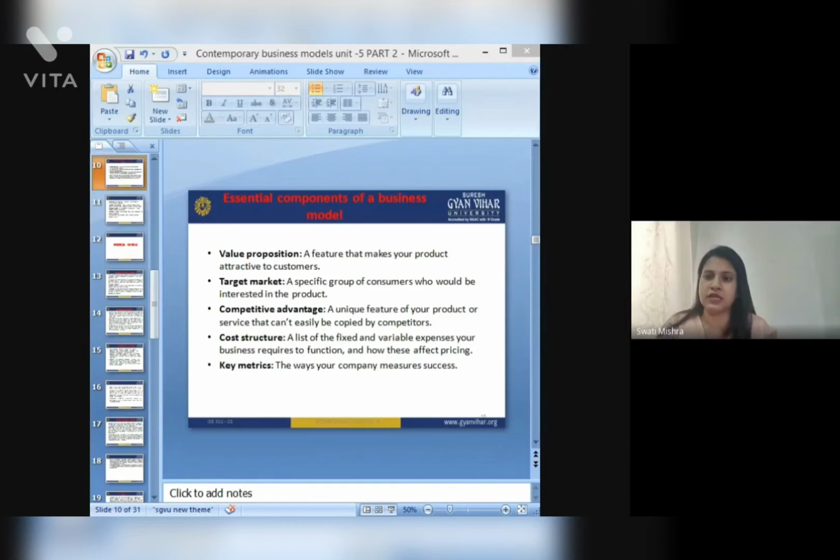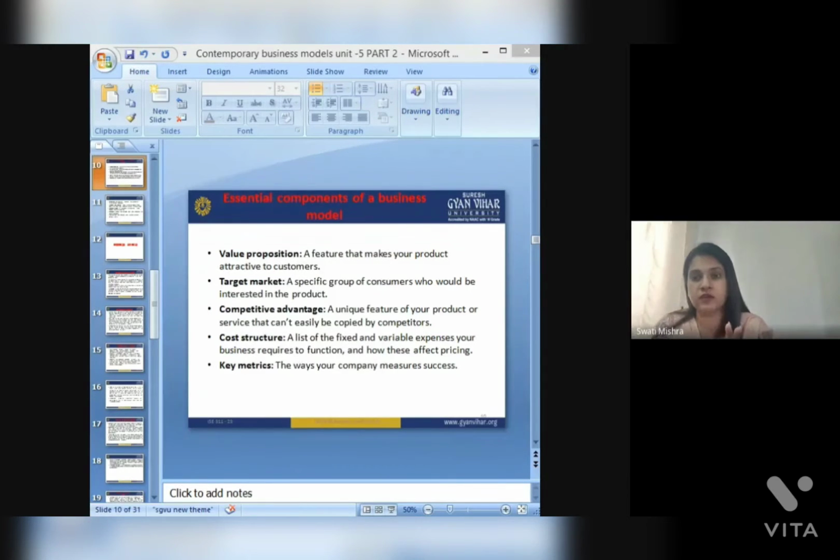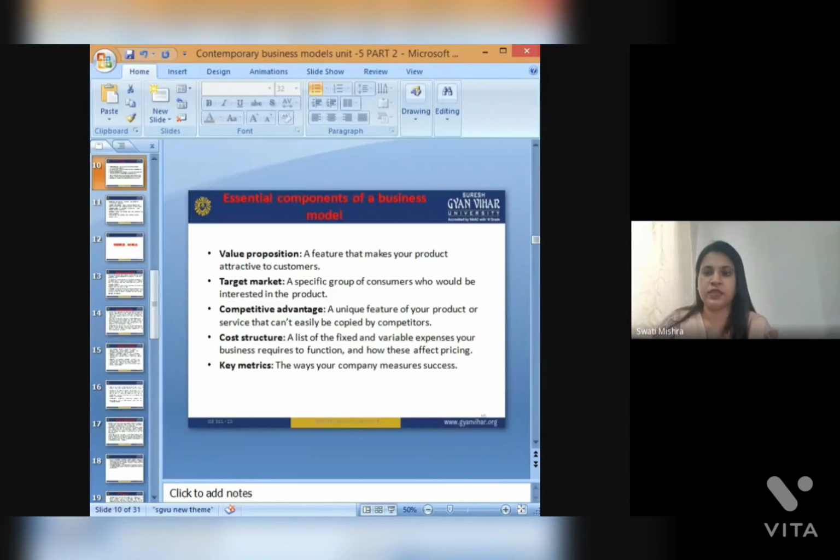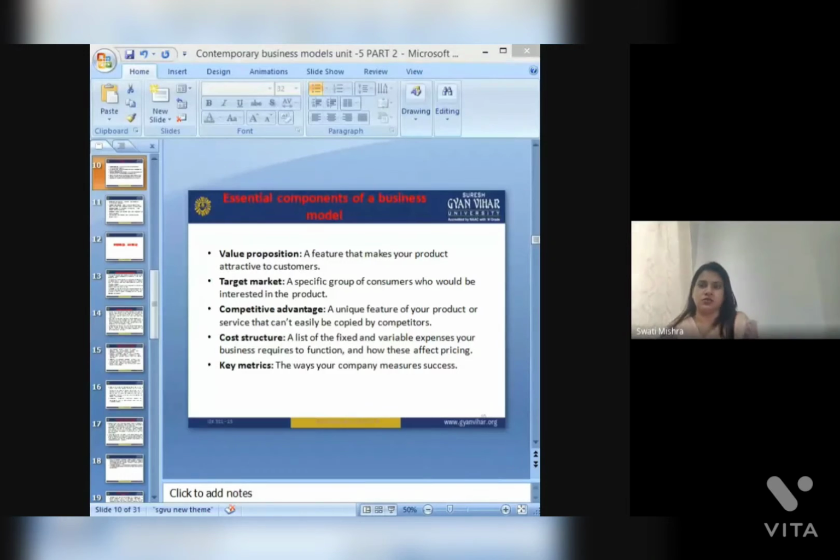So ultimately, it's imperative to understand how your business will make money, and enough money to remain profitable after the startup and additional costs are factored into the equation. So then you will design your business model accordingly, right? There are, of course, a few essential components of a business model that I have mentioned in front of you. You can see it on the screen also.